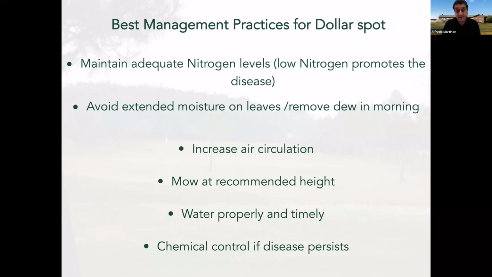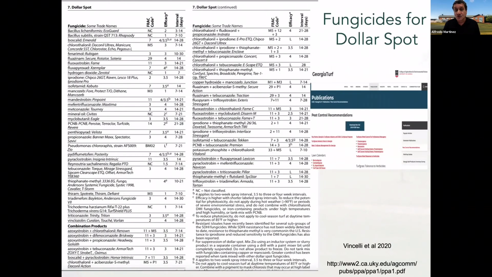And if the disease persists, do a chemical control. Maybe you can do one as a preventative application. And you can go to georgiaturf.com and have all the Georgia Pest Management Handbook, in which we have the 2021 list of all the fungicides that are labeled for dollar spot. And since this disease is very important, we have plenty of fungicides for that.